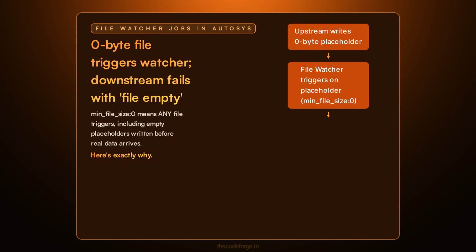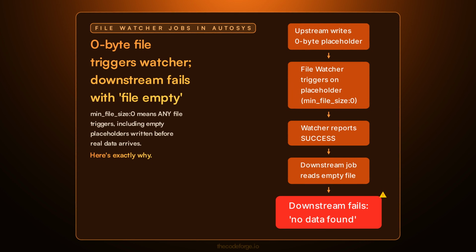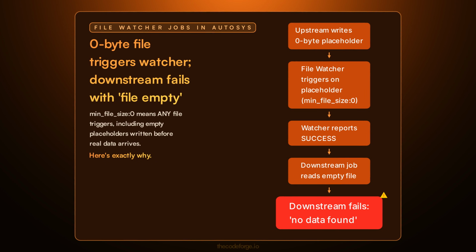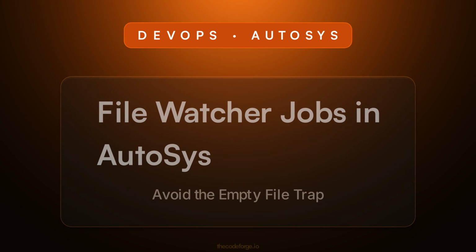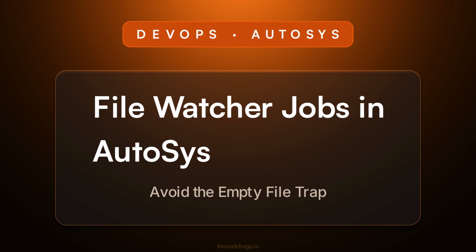A file watcher job shows success, but the downstream job crashes with "file empty." The upstream system wrote a 0-byte placeholder before the real data, and min file size 0 let it through. Let's break down file watcher jobs in AutoSys, how they work, and the exact mistake behind that failure.